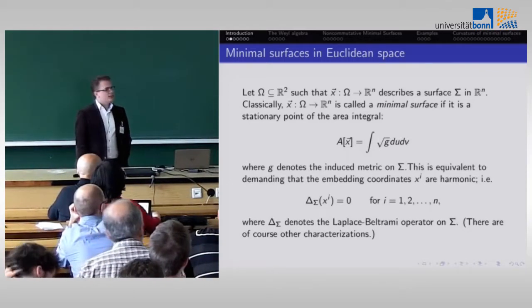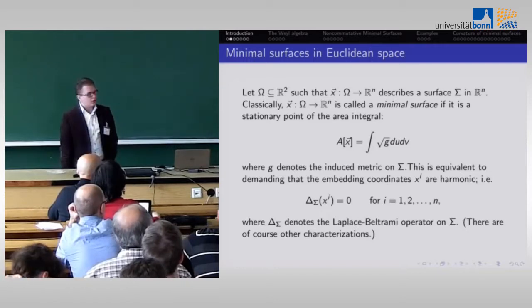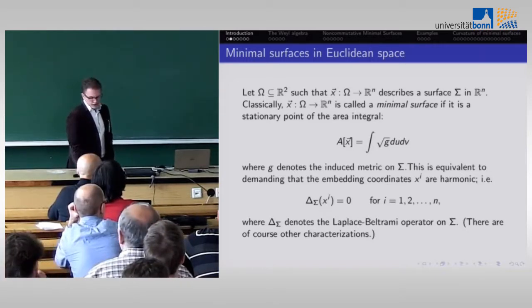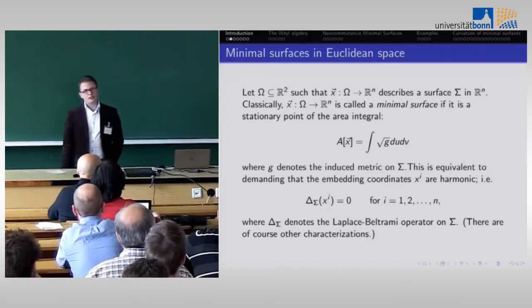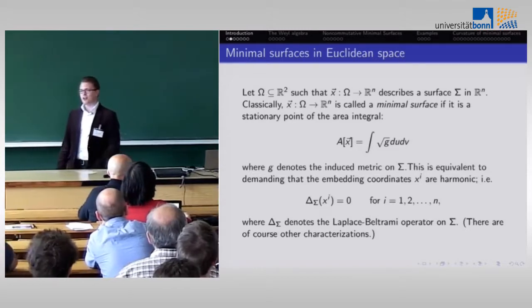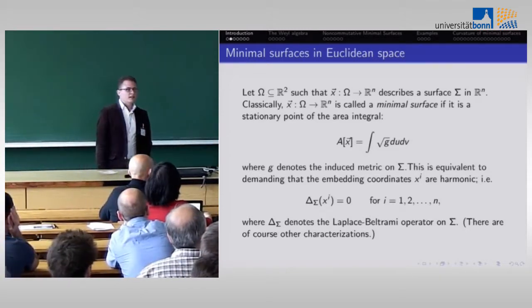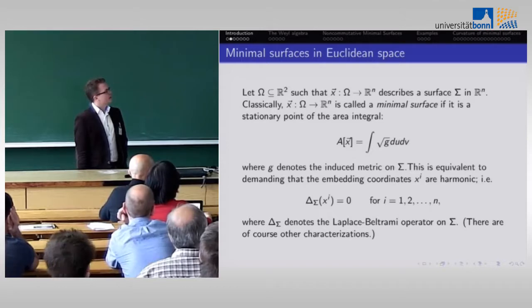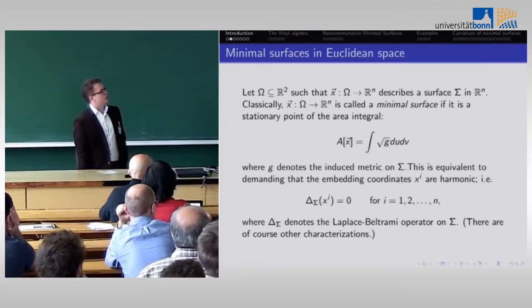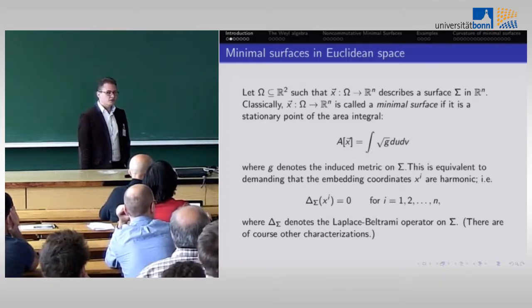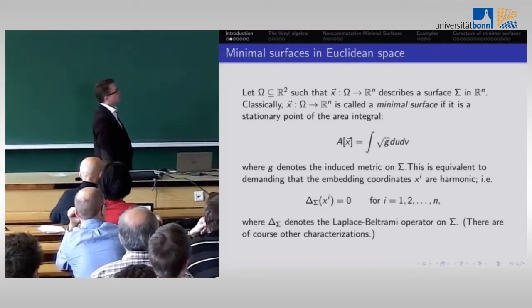This can be formulated in many ways, like mean curvature zero or whatever, but one way we will consider is that if the embedding coordinates are harmonic with respect to the Laplace operator on the surface, then it will be a stationary point of that area functional. So this is one way of doing it.